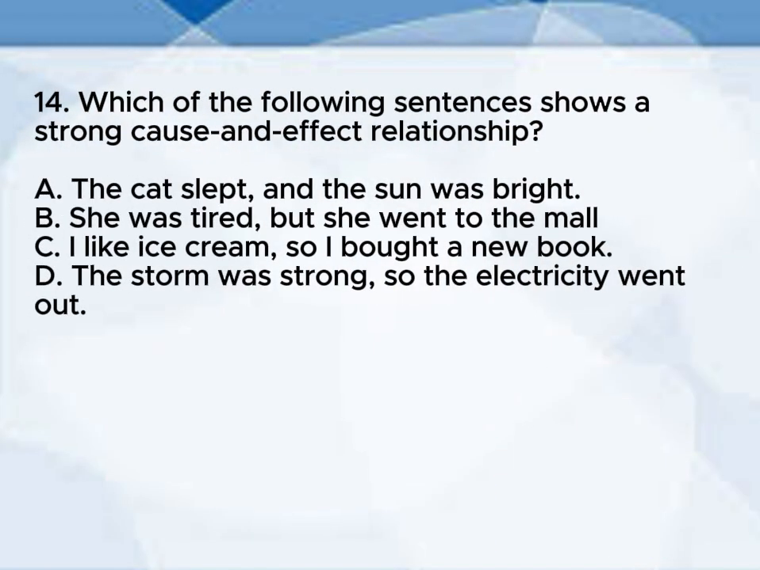Which of the following sentences shows a strong cause and effect relationship? A. The cat slept, and the sun was bright. B. She was tired, but she went to the mall. C. I like ice cream, so I bought a new book. D. The storm was strong, so the electricity went out.